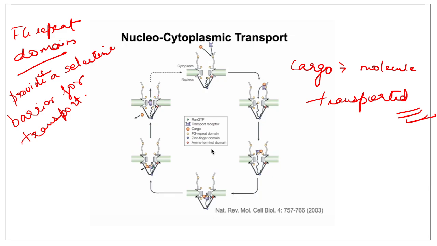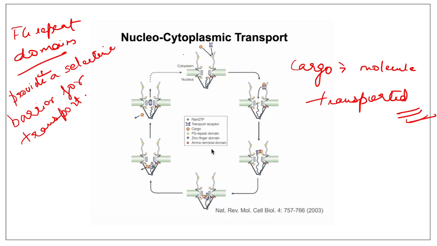So this RNA binds to the transport receptor in the nucleus. See, this is the transport receptor. It binds to it. That complex moves to the nuclear pore complex. So first you see, this is the nucleus and this is the cytoplasm.